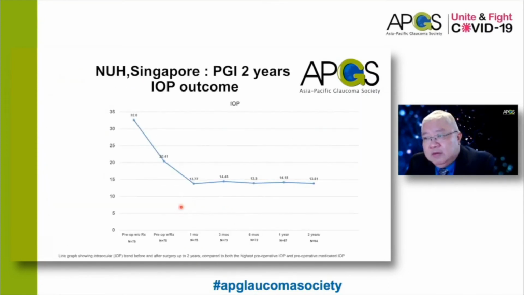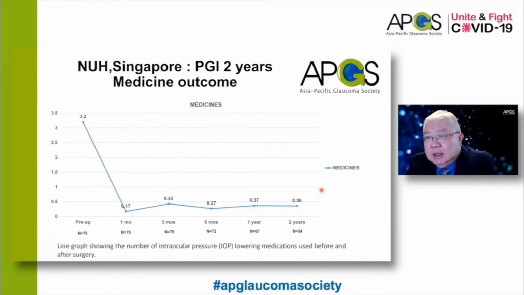In the Singapore group, we have a 2-year follow-up, and if you can see here with 54 patients at 2 years, the pressure remains below 15, somewhere between 10 and 15, 13.8, and this is very similar to the international group at 1 year. Number of medicines at 2 years was also 0.36, which is again very similar to the international group that we showed you just now. So it seems that even at 2 years follow-up in this group of 54 patients, we are able to sustain pressure lowering and medication use very similar to the 1 year data.